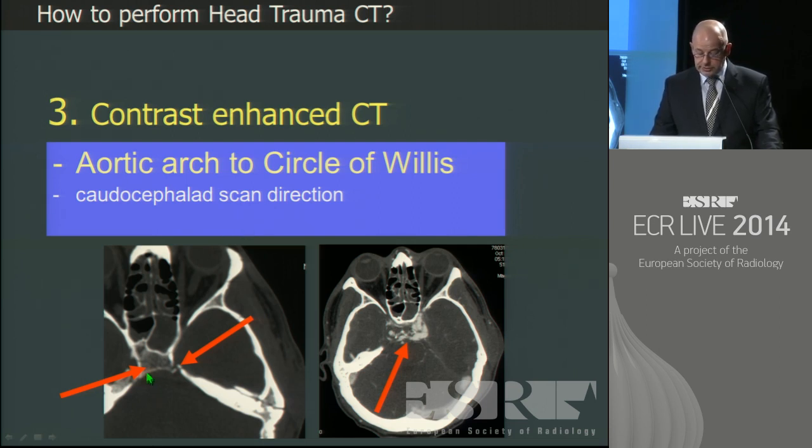And this is the example. On the left you can see very subtle fractures in the sphenoid corpus and the apex of the pyramid, and this is the result. You see that there is a carotid fistula.